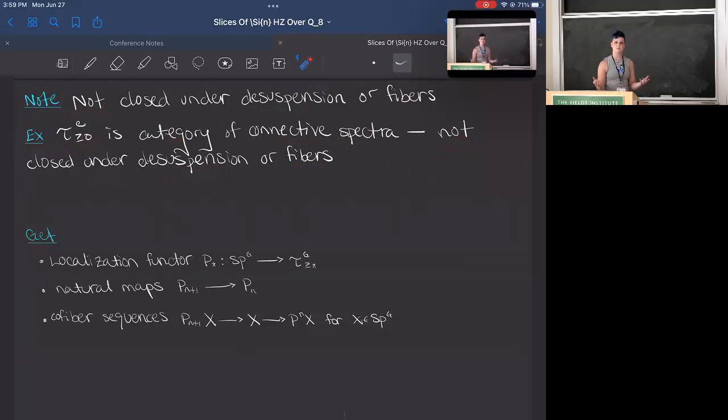We get a lot of nice tools with localizing subcategories. For example, we get a localization functor, P lower n, from genuine G spectra to tau at least n G. Natural maps from P lower n plus 1 to P lower n. And then also cofiber sequences, P lower n plus 1 of X to X to P upper n of X for some genuine G spectrum X.